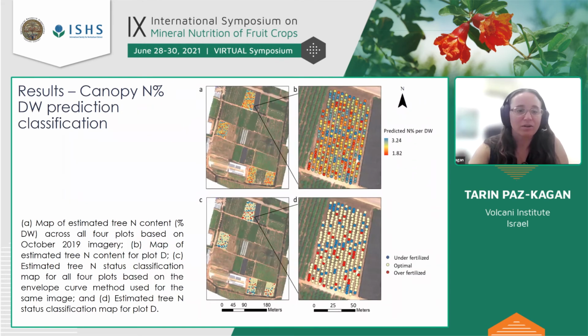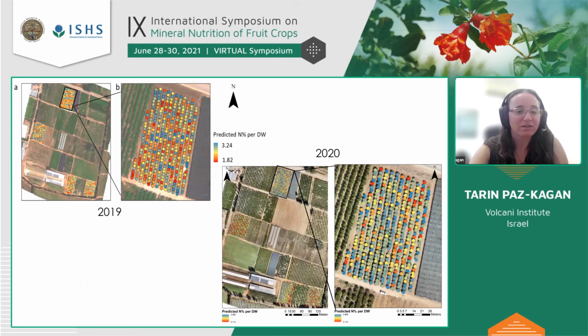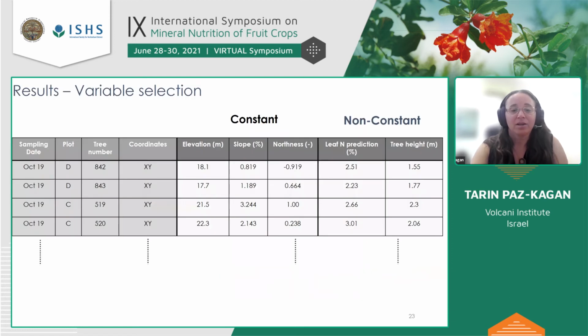And you can see how it looks for 2019 and how it looks for 2020. And you can see that there is a large dynamic in the N content in the specific year. This was applied for October, but the variation is also during the year itself. So the next step was basically the variable selection and the transformation of the data.